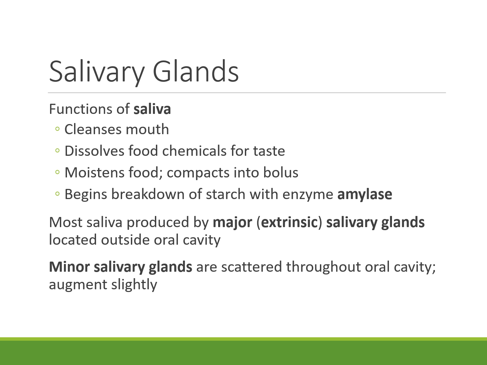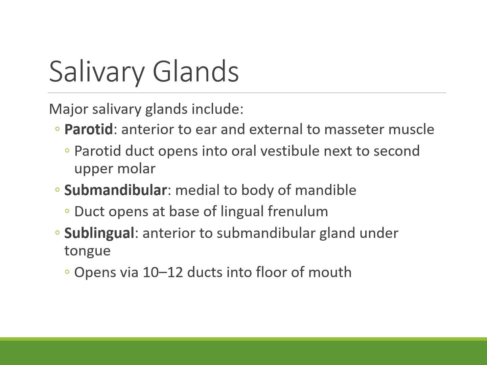Most of the saliva is produced by the major extrinsic salivary glands, which are located outside of the oral cavity. There are some minor salivary glands scattered within the oral cavity. The major glands that we talk about are the parotid, which is right in front of your ears and external to the masseter muscle. The parotid duct opens into the oral vestibule next to the second upper molar.